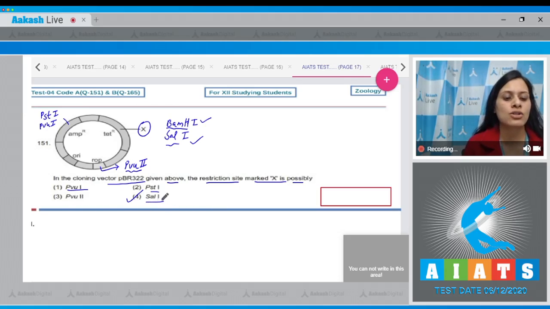Option number 1 and 2 are incorrect because these are the sites present in the ampicillin resistance gene, and option number 3, PvuII, is incorrect. It is present in the rop gene. So the correct answer to this question is option number 4. Let's move on to the next question.